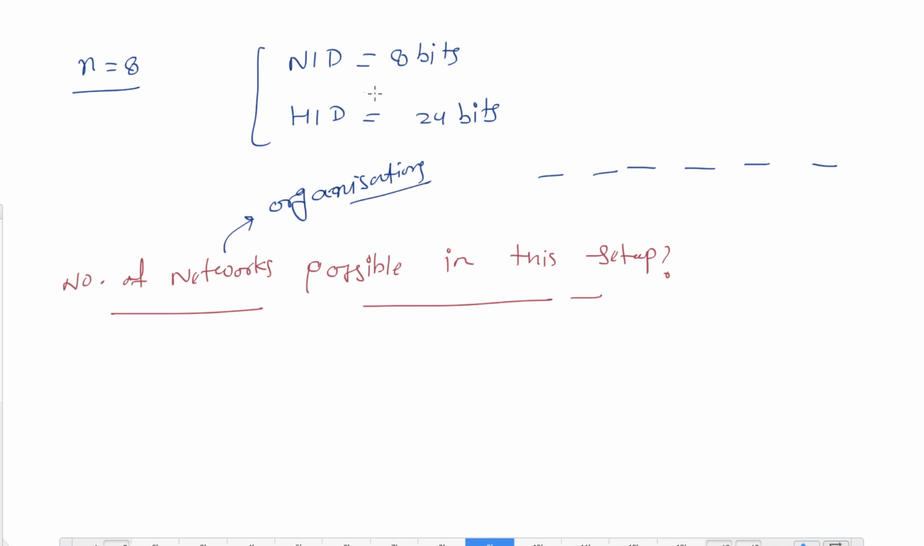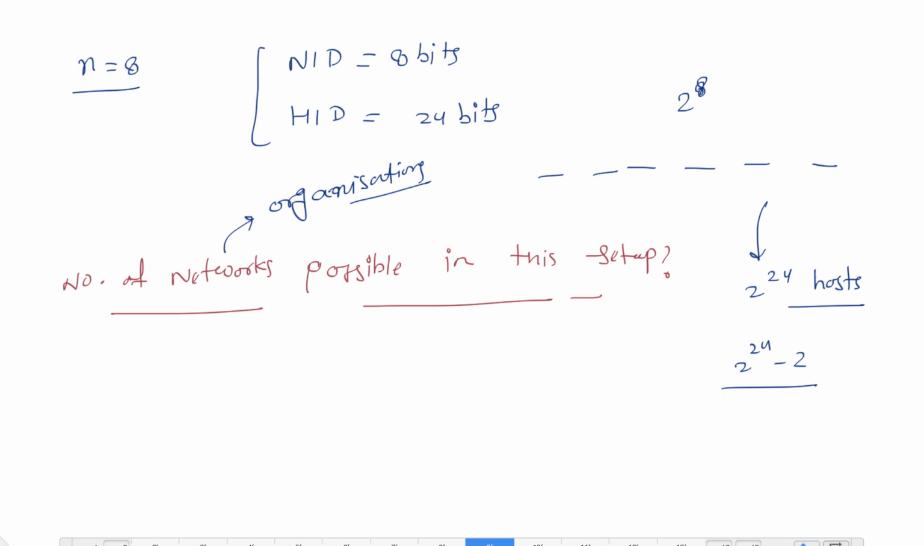Now since there are 8 bits given to our network ID, there will be 2 power 8 networks possible, or 2 power 8 organizations possible. And within one network or within one organization, 2 power 24 hosts are possible. So there will be a little less, I mean 2 power 24 minus 2 hosts, because one address is reserved for broadcasting, and one address is used for the network ID. But anyway, almost 2 power 24 hosts are possible.